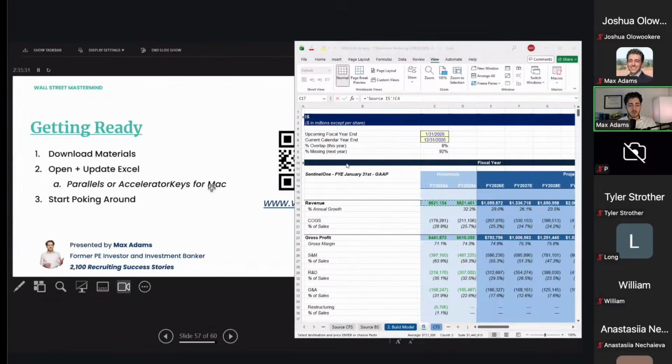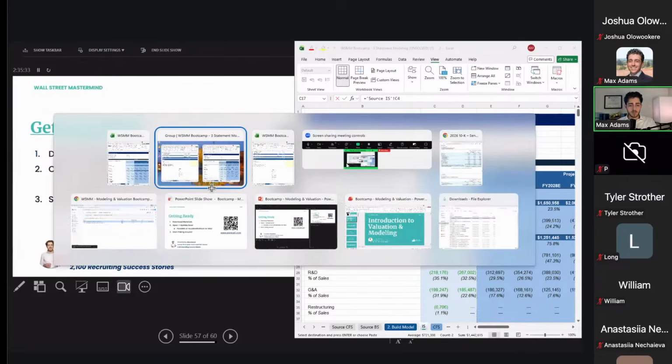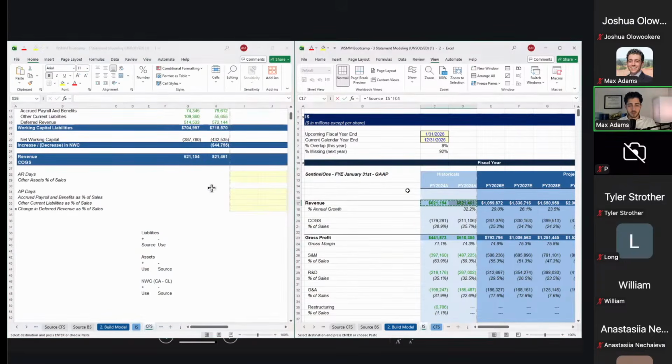Whoops, let me just get that back. Okay, and then we're going to link up our COGS. So I'm going to take those and link that up. And then we're going to start forecasting some of these assumption drivers. The ways that we're going to forecast this is accounts receivable days, accounts payable days, and then we're going to calculate a few other things as a percentage of sales. So we're going to do other assets as a percentage of sales, accrued payroll, current liabilities, and change in deferred revenue as a percentage of sales.